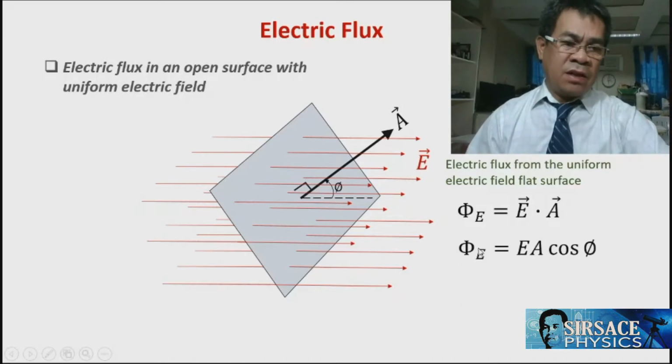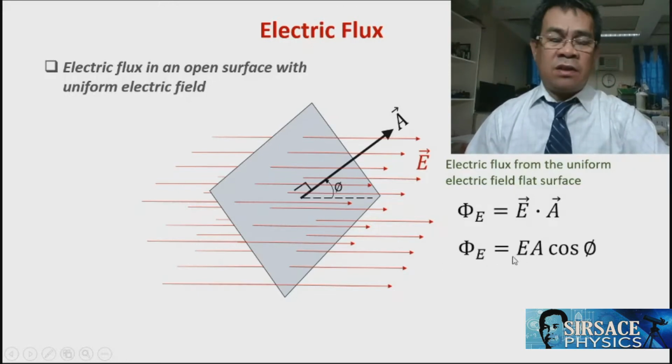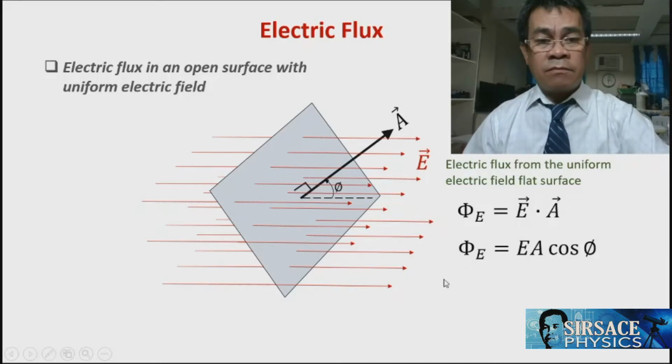So look at the formula. We can still use this formula. The electric flux is equal to the electric field magnitude multiplied by A, which is the area of the surface, then multiplying the cosine of the angle. So if this angle is not 0, then this cosine is less than 1. Therefore, it will produce less magnitude or amount of flux as compared to before.